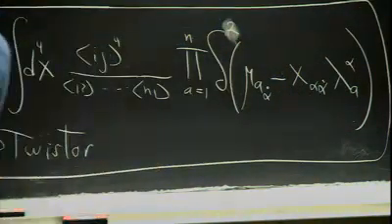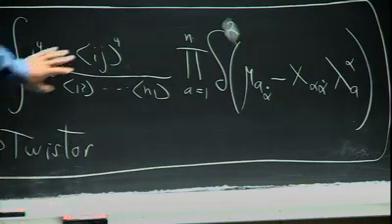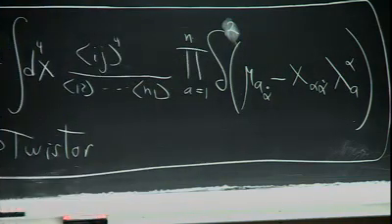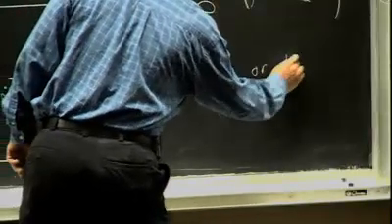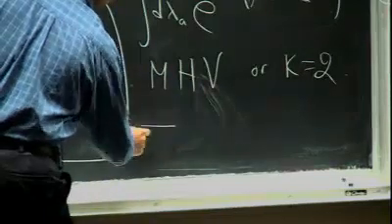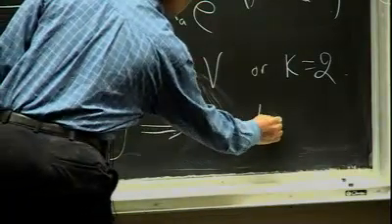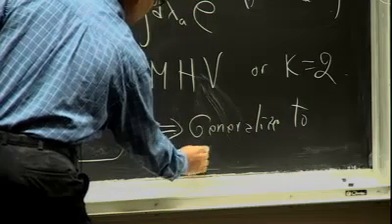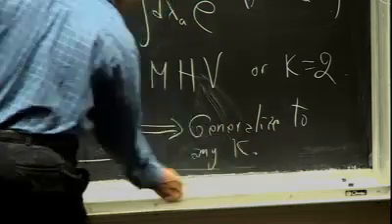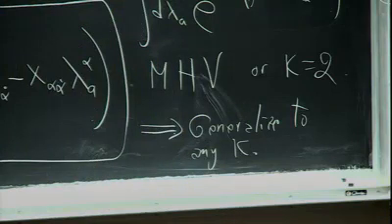Okay, so I'll stop with this formula today. This is the key that will allow us to generalize the construction for any k. Again, this is for MHV, or k equals 2. And tomorrow we will generalize to any k. Okay, thank you.